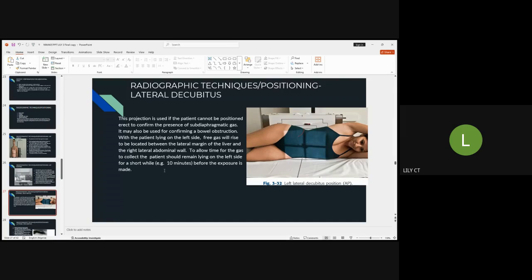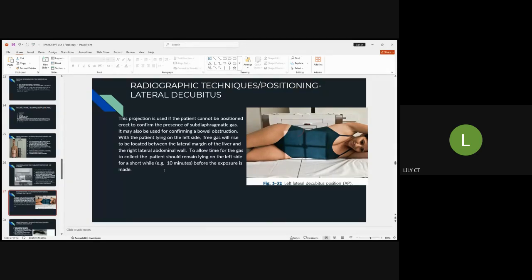So this is the position for lateral decubitus, left lateral decubitus. This projection is used if the patient cannot be positioned erect. It is to confirm the presence of subdiaphragmatic gas. It may be used for confirming a bowel obstruction.